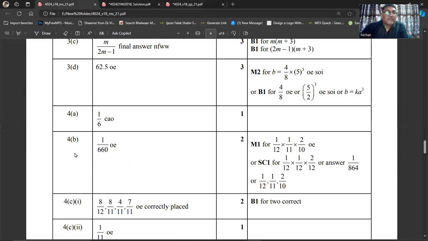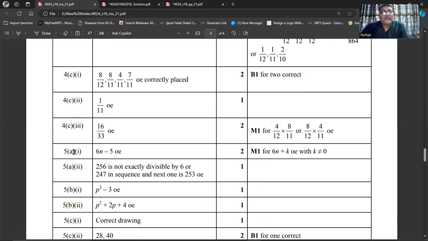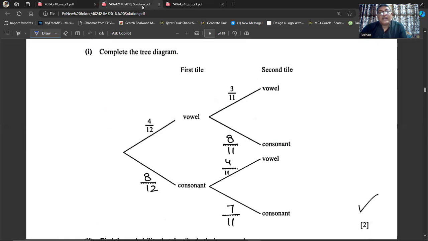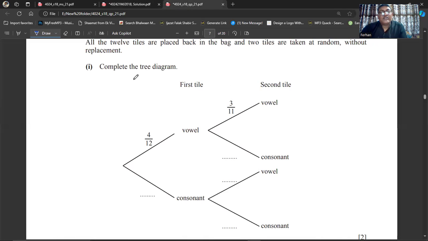Let me show you the marking scheme as well. 8 by 12, 8 by 11, 4 by 11, and 7 by 11. Okay, so this is how it is done.